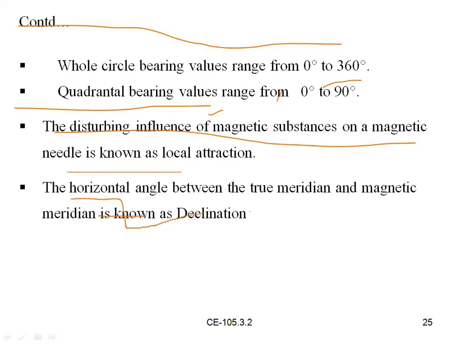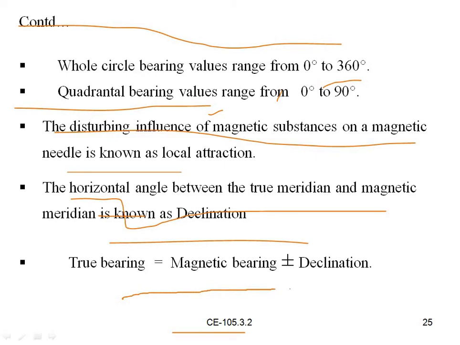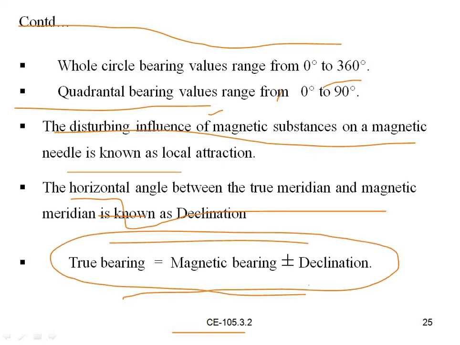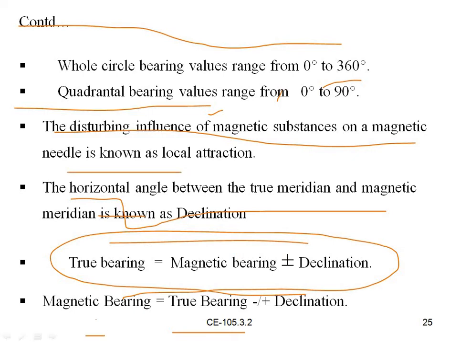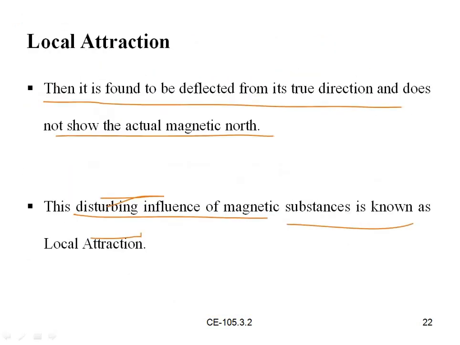The horizontal angle between the true meridian and the magnetic meridian is known as declination. So true bearing is equal to magnetic bearing plus or minus declination. Magnetic bearing is equal to true bearing plus or minus declination. So this is how we find the magnetic bearing. So these are the important terms used in compass surveying.